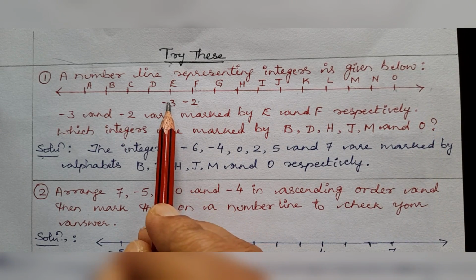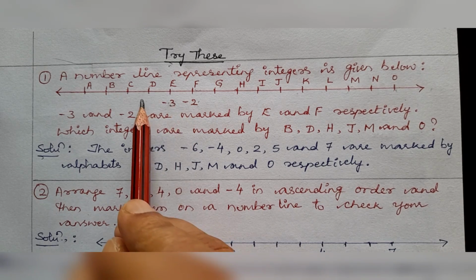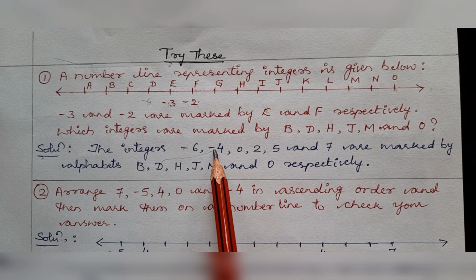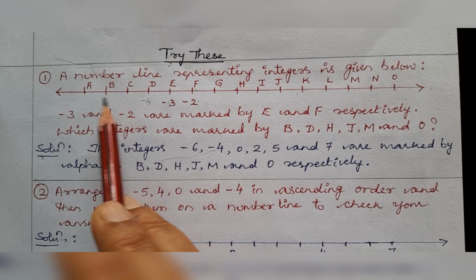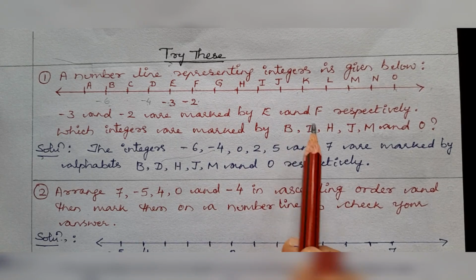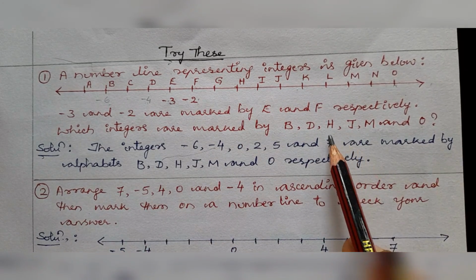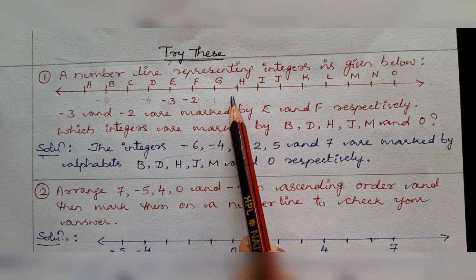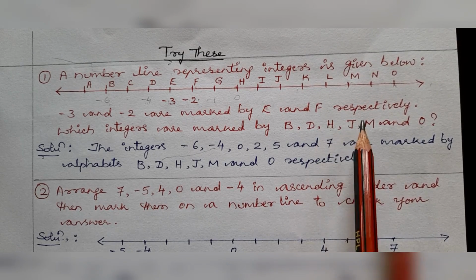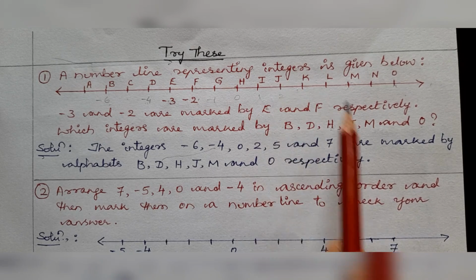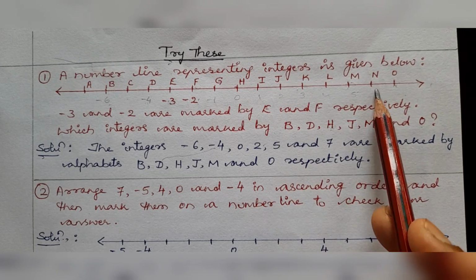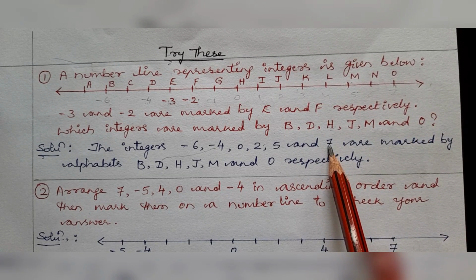So minus 3 is given. Next, this one is minus 2, minus 3. Next, this is minus 4. So D is minus 4. Minus 4, then B: minus 5, minus 6. So B is minus 6. D is minus 4. Next, H. H means this is minus 1, this is 0. So 0 is marked by H. Then 1, 2: J is 2. Then 3, 4, 5: M is 5. Then 6, 7. So O is 7.